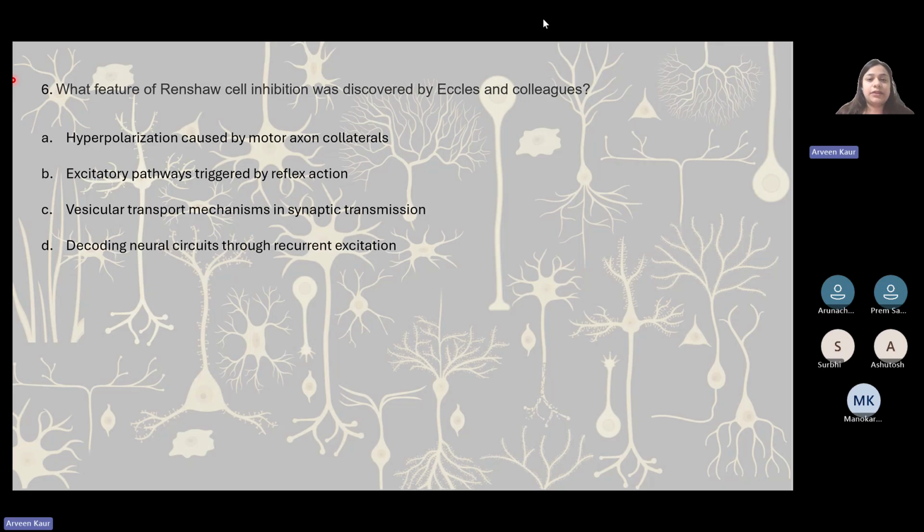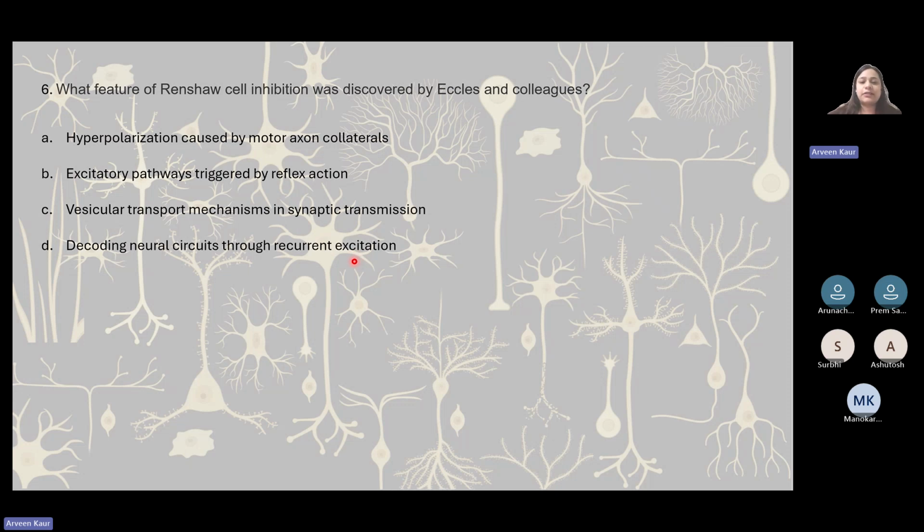Okay. Again, we are going to discuss Renshaw cells. What feature of Renshaw cell inhibition was discovered by Eccles and colleagues? Was it hypopolarization that is caused by motor axon collaterals, or excitatory pathways that are triggered by reflex action, or the vesicular transport mechanisms in synaptic transmission, or decoding neural circuits through recurrent excitation?